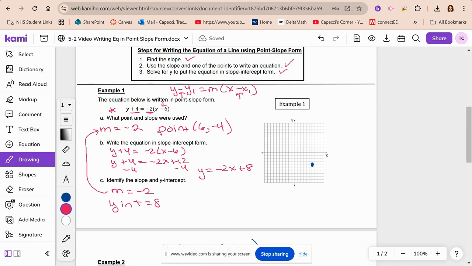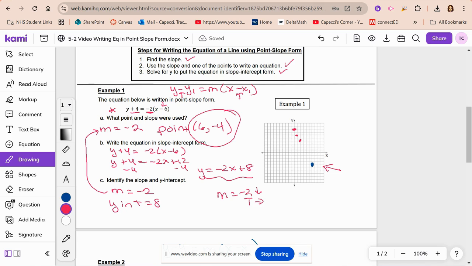Okay, so to show how this kind of all relates, we're going to look at this graph. So what I did so far, this point is what I have here, this point (6, -4). Okay, so let's see what happens if I graph using slope-intercept form. So I'm going to go up 8, 1, 2, 3, 4, 5, 6, 7, 8. And my slope here is -2 over 1. So I'm down 2 to the right 1. So I go down 2 to the right 1.